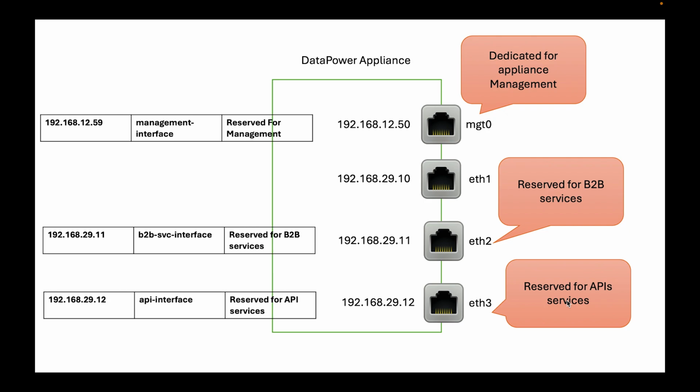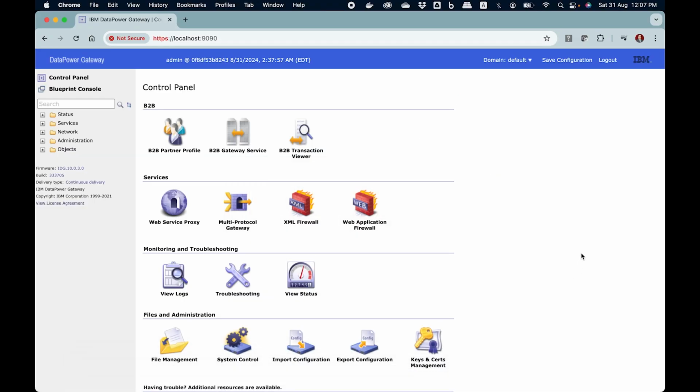Essentially, I'm giving a name to an IP address that will be visible to developers in an automatic manner, and they will be able to understand, oh, this is a B2B interface or this is an API interface just by looking at the name. They don't have to remember the IP addresses. Now that you have understood it, let's go back to the DataPower and check how we can implement it.